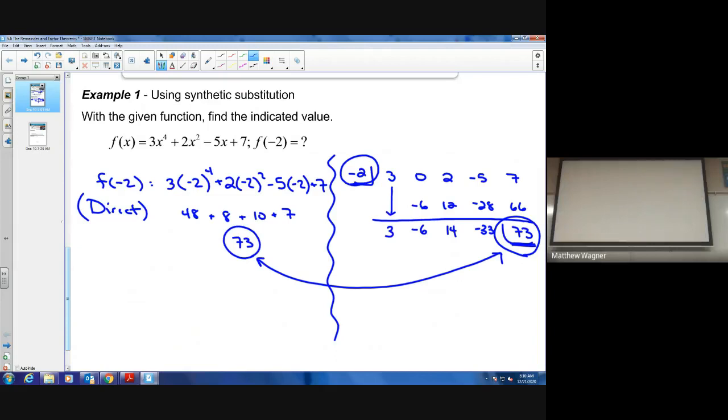Okay, so kind of thinking about that. My function's value at a given point can be found using synthetic substitution.